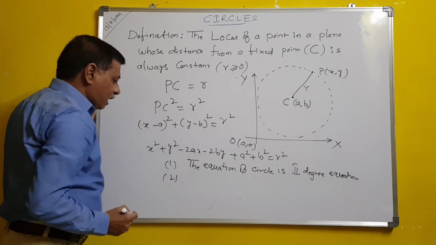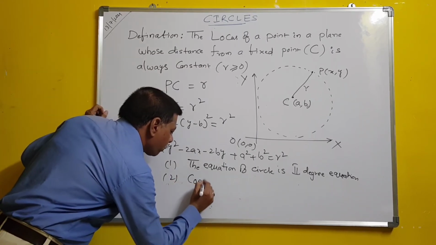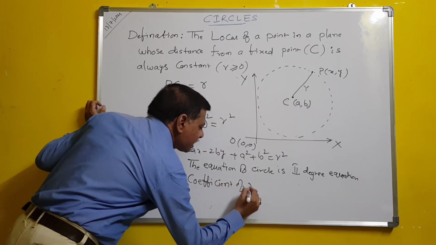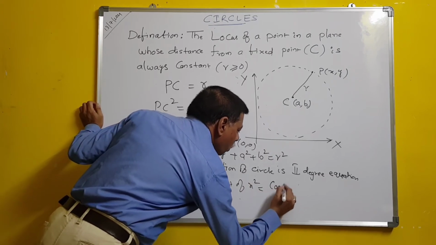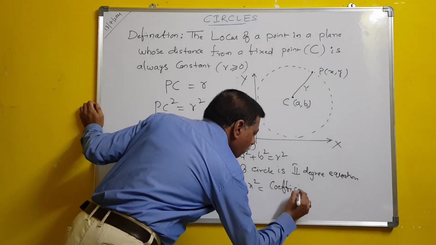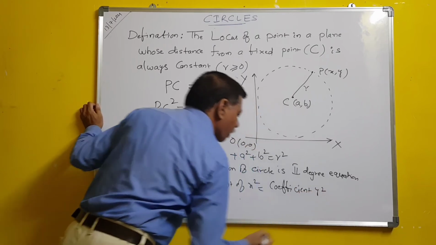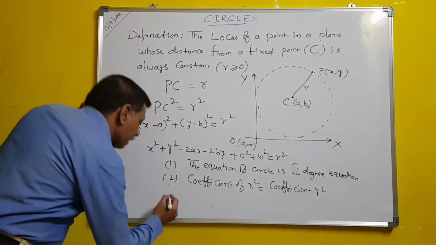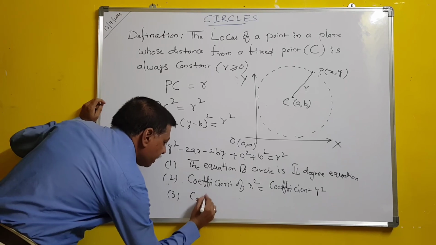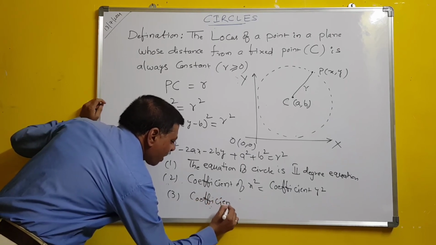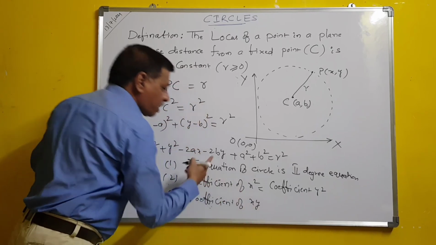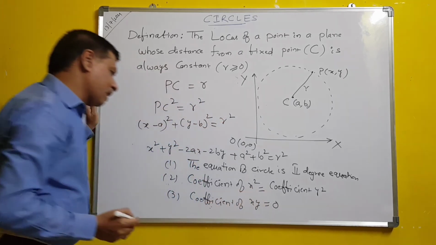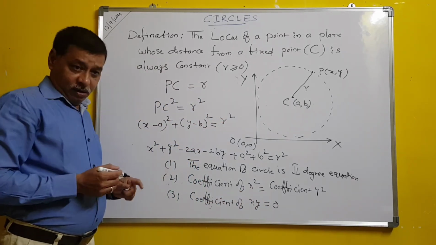The second property which we are clearly observing is that the coefficient of x square is always equal to the coefficient of y square. This was the second property from the equation. And the third property is that the coefficient of xy, we don't have an xy term, observe that, is equal to 0. So these are the three important properties that we observed from the equation which we derived.